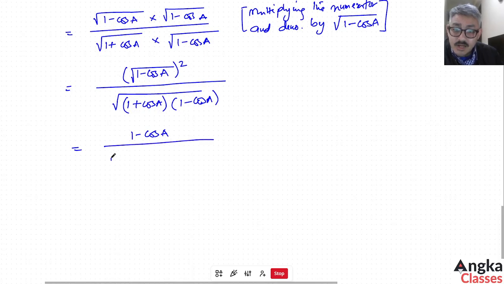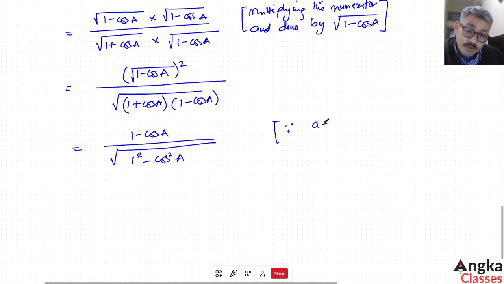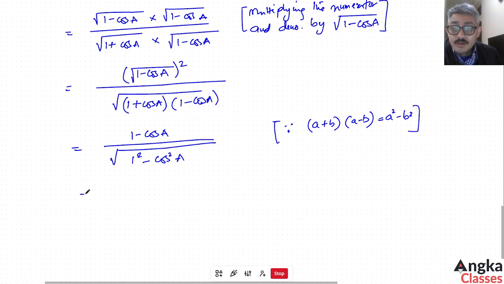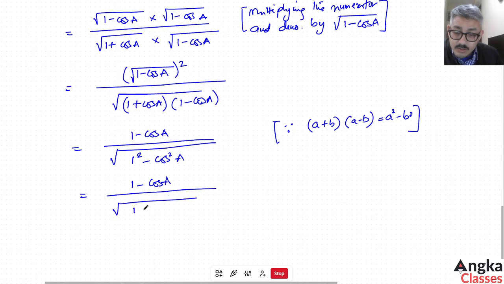So 1 plus cos A times 1 minus cos A is in the form A square minus B square, since A plus B times A minus B is equal to A square minus B square. Now let us continue. So it is 1 square minus cos square A.